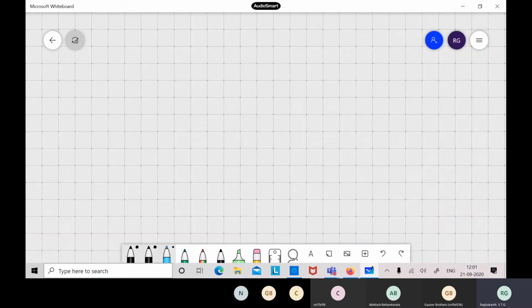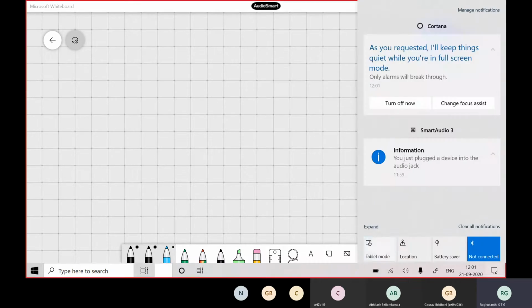So you are able to see the keyboard, right? Not white code. Yes, sir.